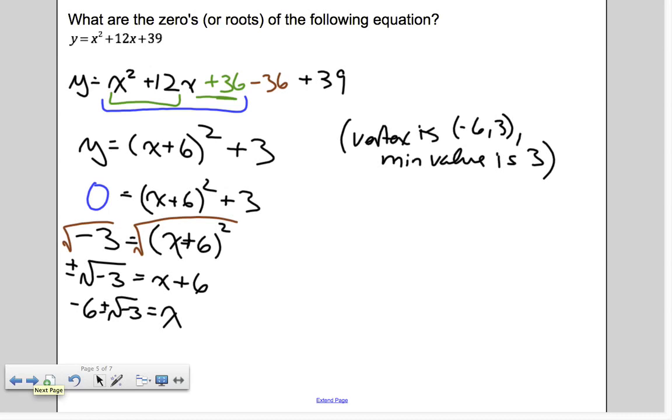Eric jumped the gun on me. Does that make sense? Square root of negative 3. Oh, Eric, it's 3. Why does that not make sense? It's 9, so it's 9. Well, we don't know what i is, right? Why does square root of negative 3 not make sense?